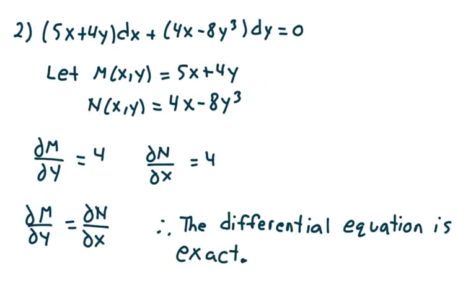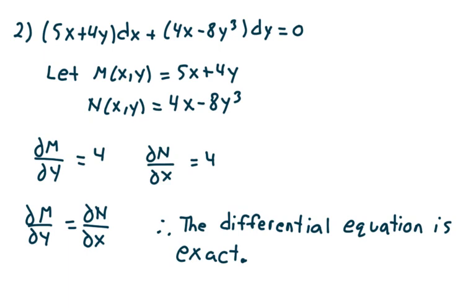Example 2. Suppose we have (5x + 4y) dx + (4x - 8y³) dy = 0. Let M(x,y) = 5x + 4y and let N(x,y) = 4x - 8y³. The partial of M with respect to y is equal to 4. The partial of N with respect to x is equal to 4. Since they are equal, this differential equation is exact.